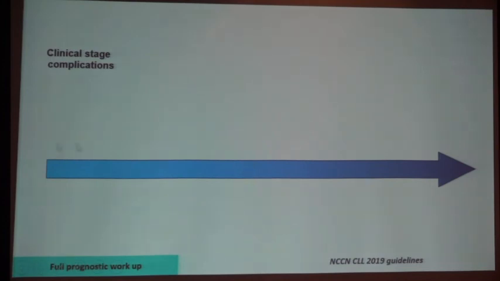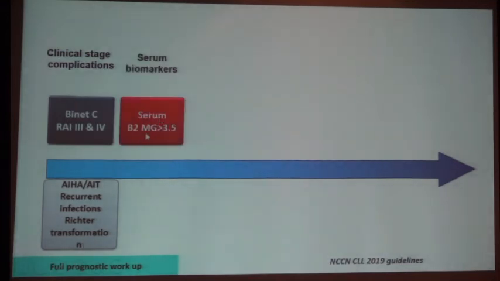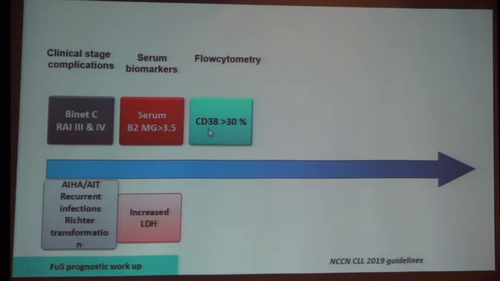If we collect all the prognostic factors, we have the clinical stage and complications: Binet stage C and Rai stage 3 and 4, as well as all the signs of autoimmune anemias and thrombocytopenias, recurrent infections or transformation. Serum biomarkers can be used as prognostic value. Beta-2 microglobulin is now rising to be used as a serum marker for bad prognosis, as well as increased LDH and increased thymidine level in the blood. Flow cytometry analysis as a surrogate: CD38 more than 30, and ZAP-70 and CD49d. However, the recommendation now is that it should be combined with sequencing.